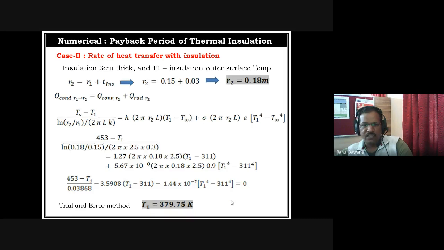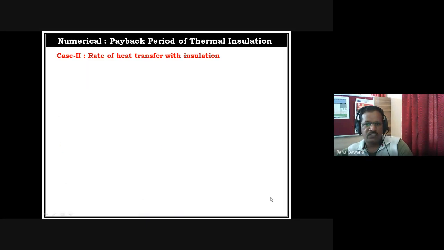So after trial and error, I found 379.75 Kelvin is about 0 degree centigrade. So when T1 becomes this much, the answer comes about 0. So after the trial and error method, I found T1 temperature is 379.75. So now I know the temperature of the outer surface of insulation.